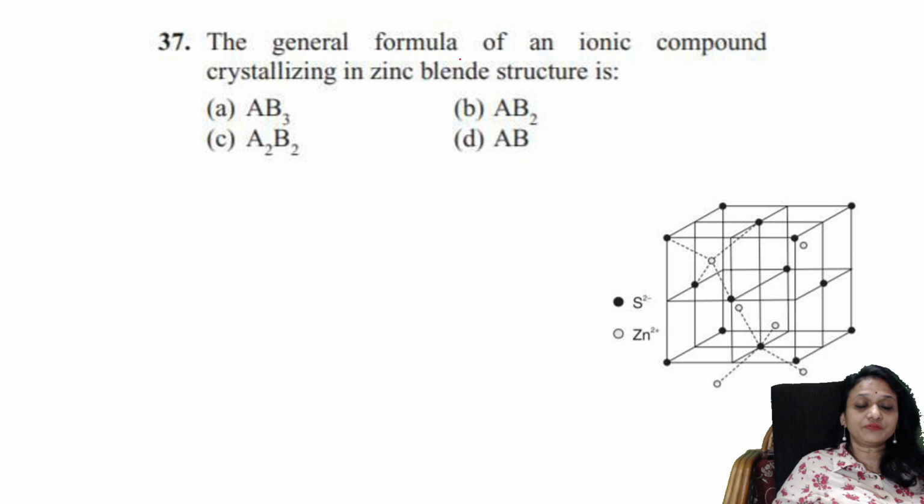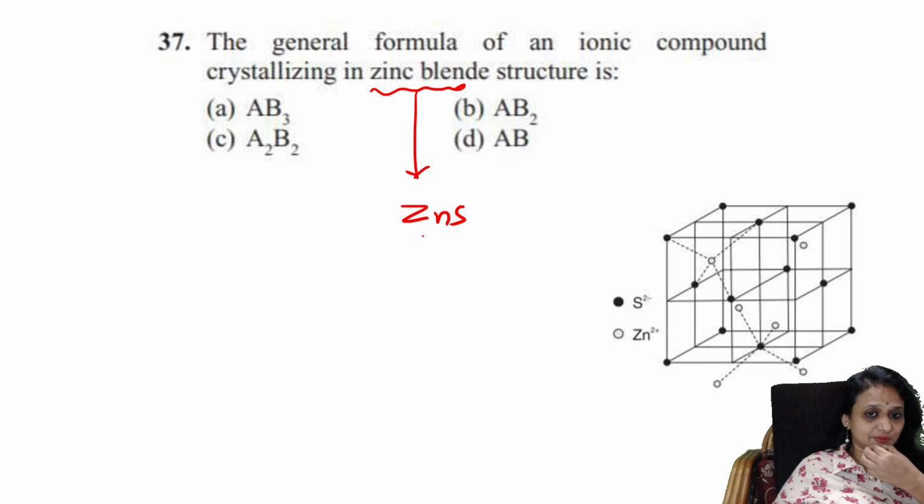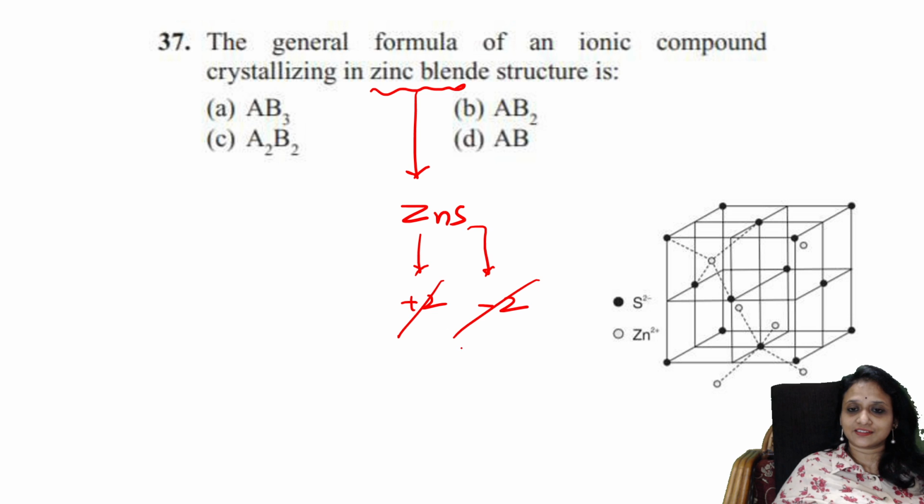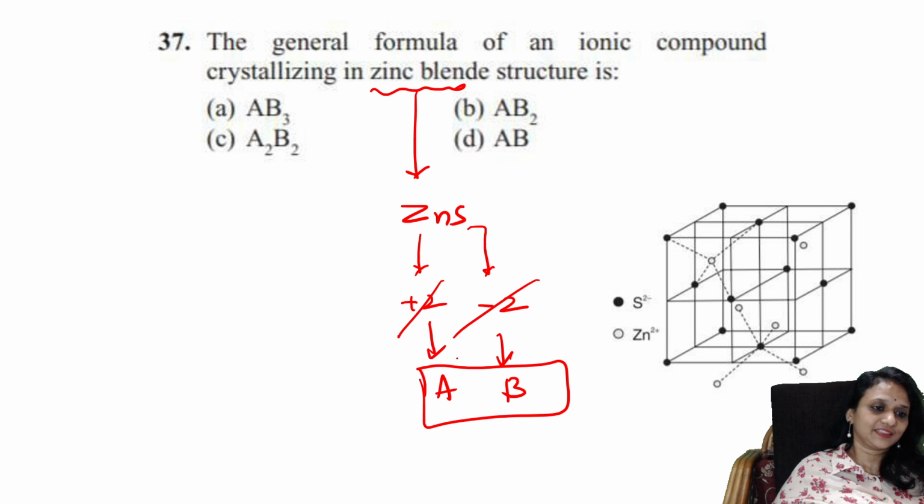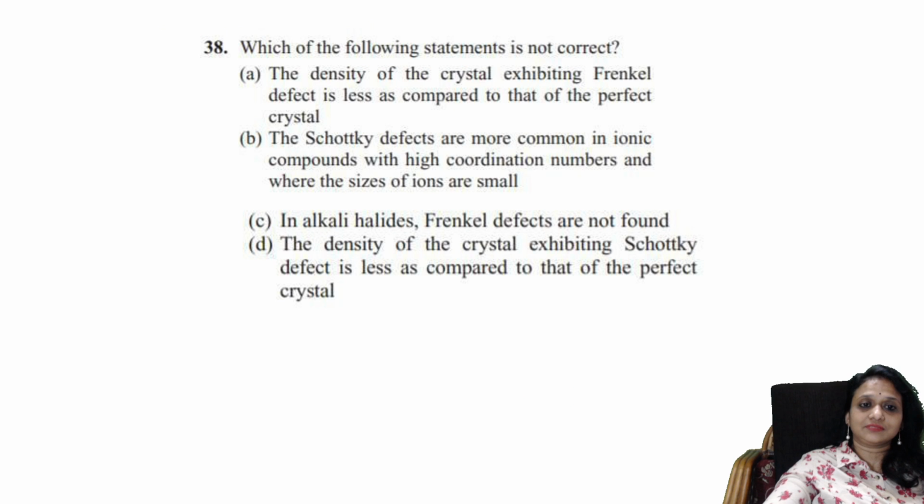Now, question number 37. See this. The general formula of an ionic compound crystallizing in zinc blende, which is nothing but zinc sulfide. Now, what is the formula they said? How will I know this? Now you only see this, students. Yes. So zinc blende, zinc valency is how much? +2. Sulfur valency is how much? -2. +2 and -2 get cancelled. Equal number. So what is the formula now? A is zinc, B is sulfide. So the formula is AB. Easy. That's why this is the option. Right, students? Easy.